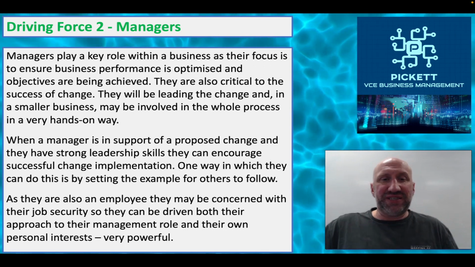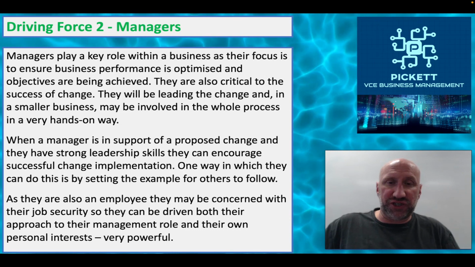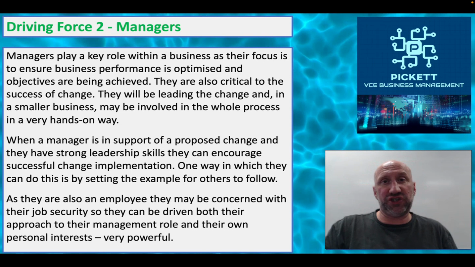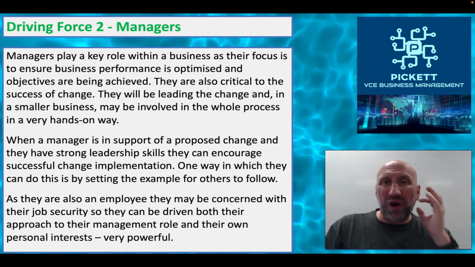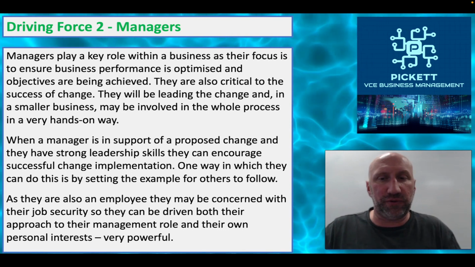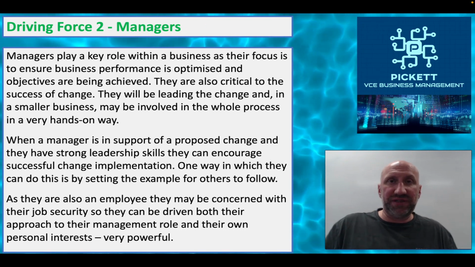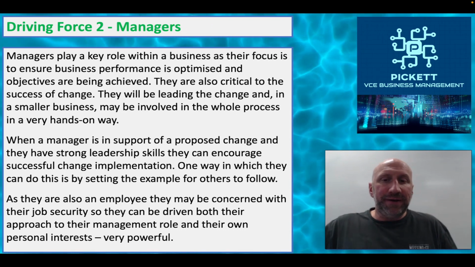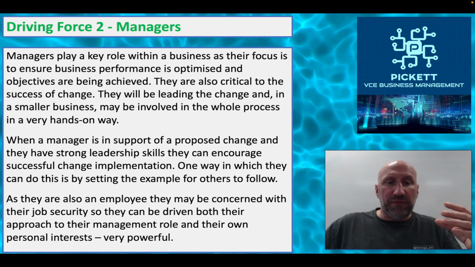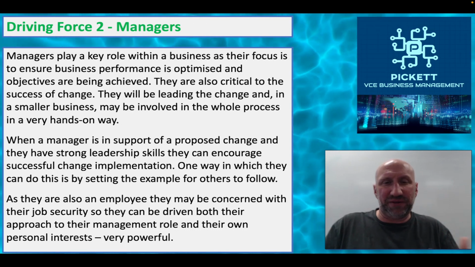Now, when a manager is in support of a proposed change and they have really strong leadership skills, they can really be responsible for and encourage a successful change implementation. One way they do this is by setting an example for others to follow, so leading by example. As managers are also employees, just employees with responsibility, they may also be concerned with their job security. So they can be driven by both their approach to the management role, but also their own personal interests in what they get out of the business as well.